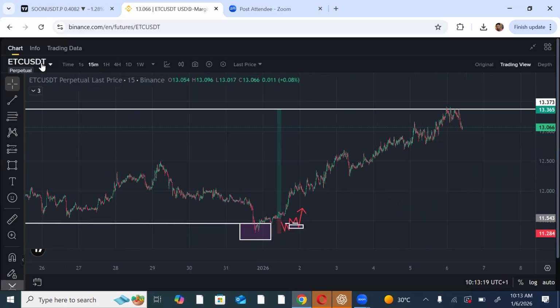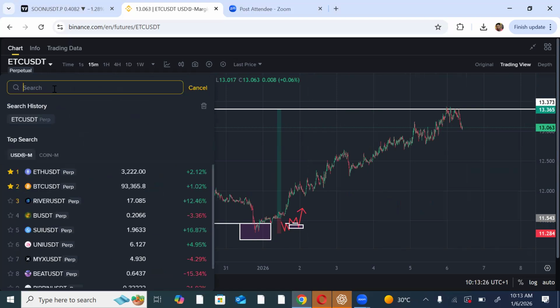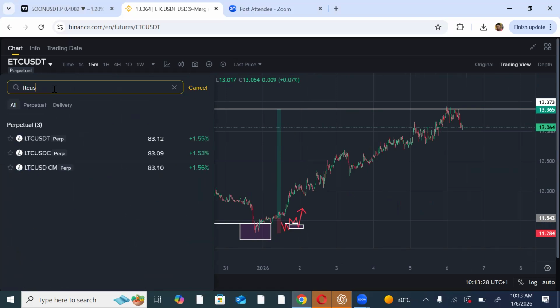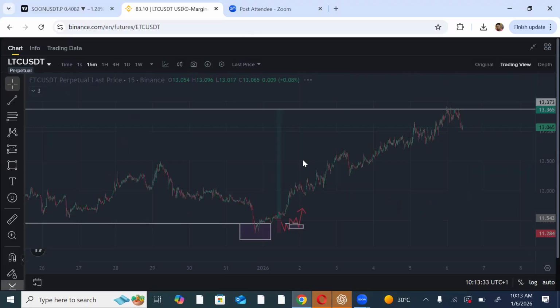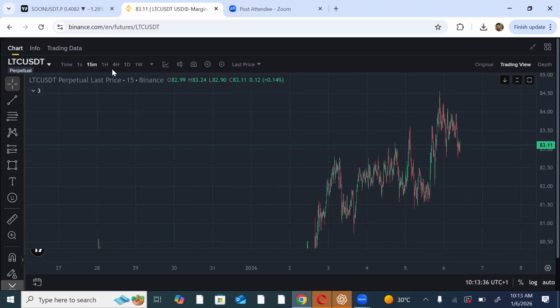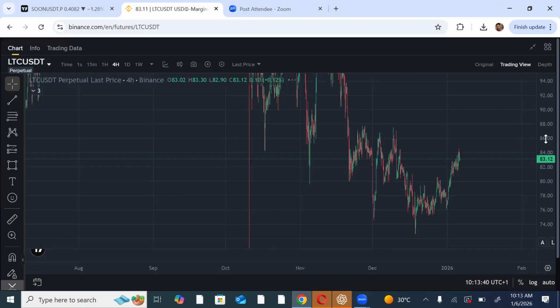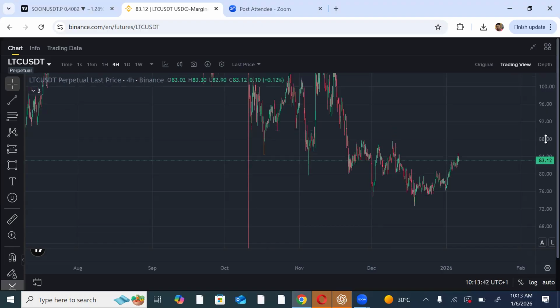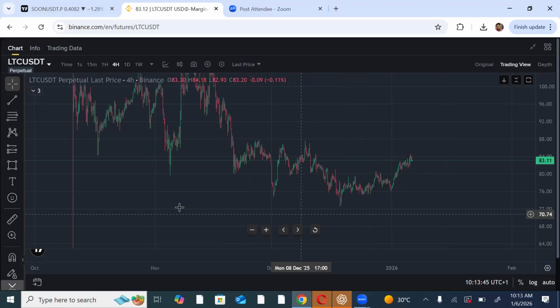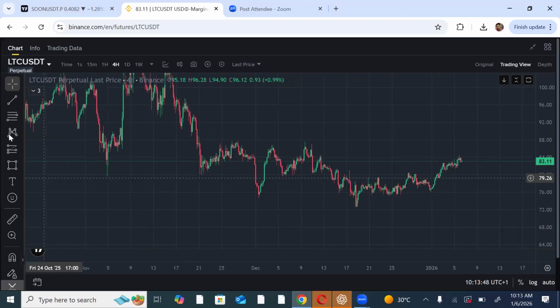Typical example, you can see that in this particular setup, we do not use indicators. I don't trade indicators that much, only when I need to. So this is LTC now, right? This is LTC. I'm going to put it in 4-hour time frame again so that you can easily see what we are doing. So from here, there's a liquidity sweep.